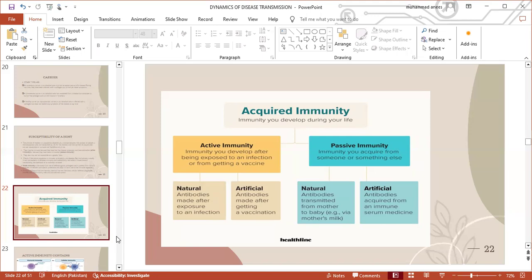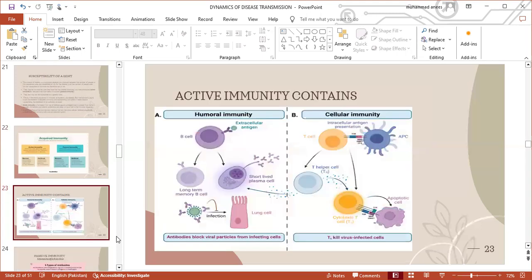Active immunity also has two types, natural and artificial. In the case of natural, antibodies are made after exposure to an infection, and artificial is antibodies made after getting a vaccination. So this active immunity has certain parts. It consists of humoral immunity and cellular immunity.